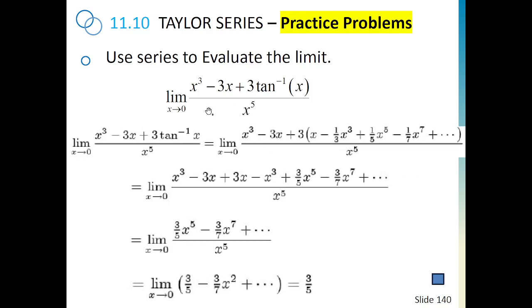The last one, we have an expression and then we have tan inverse, so we need to remember the Taylor series for tan inverse. So we have the first part times 3 times the Taylor series for tan inverse. And by miracle, obviously, things simplify in such a way that we can easily find the limit. So those are some practice problems.